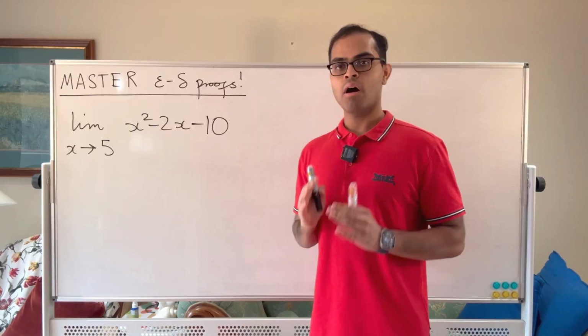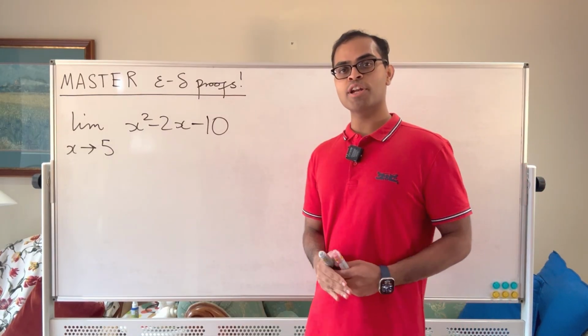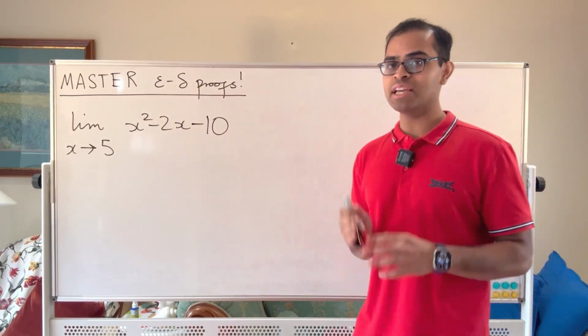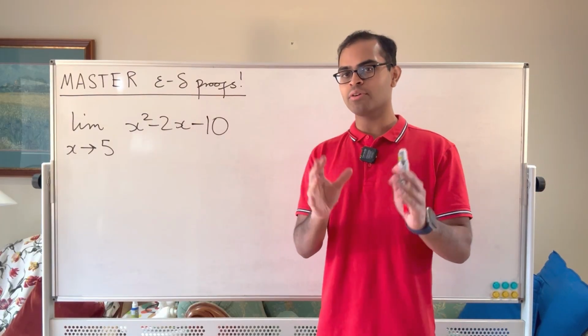Alright, so the next Epsilon-Delta proof we're going to do is this limit, which is now a quadratic polynomial. So it's going to get a whole lot more interesting and subtle, but don't worry, we're going to go through it very simply.